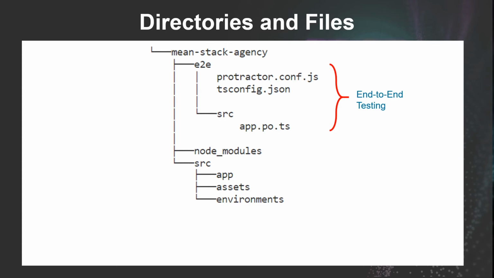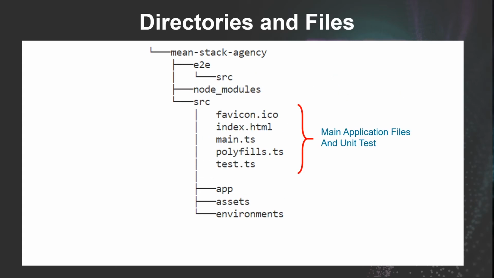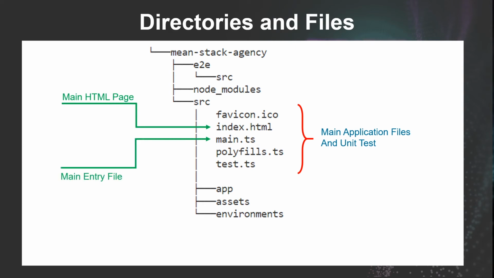And then the node_modules folder, of course, we don't need to look at that. So let's take a look at the app inside the source folder. In the root of that folder, you have about 5 files to begin with. The favicon is just the logo you use for your application. But the 2 most important files are the index.html and the main.ts files.